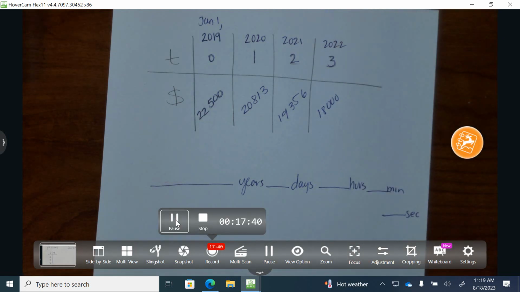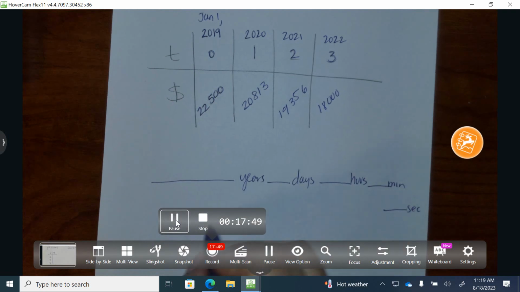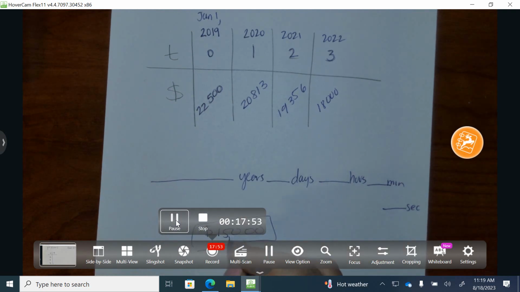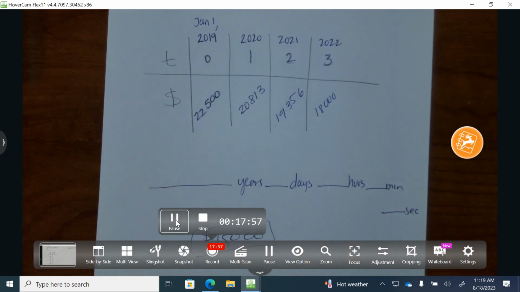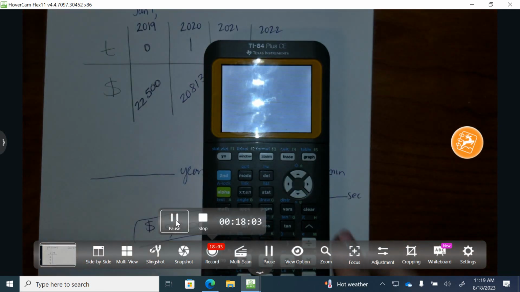And we want to know what is the exact number of years, days, hours, minutes, and seconds it takes for the value of this car to go from $22,500 all the way down to $15,000. Okay, well, first of all, we need to be able to create an equation and graph it. So you're going to follow along with me, and I'm going to do this slowly. Start by doing second plus 7, 1, 2.